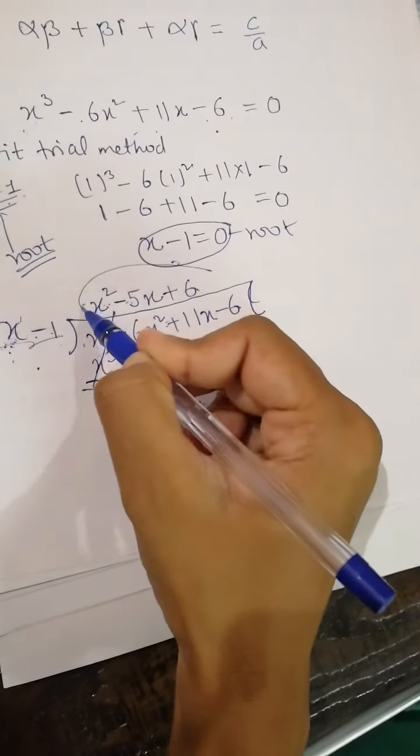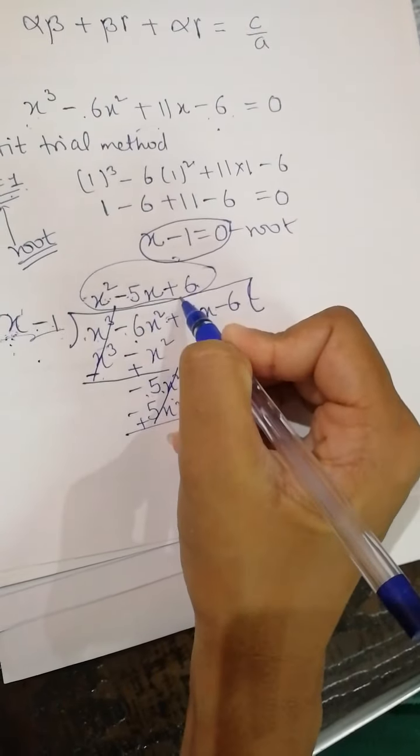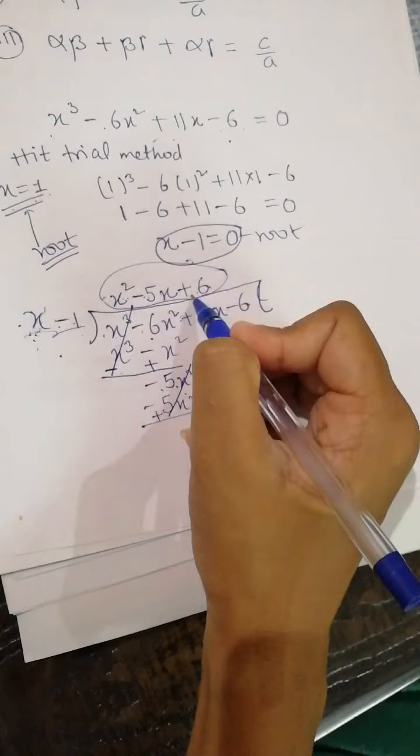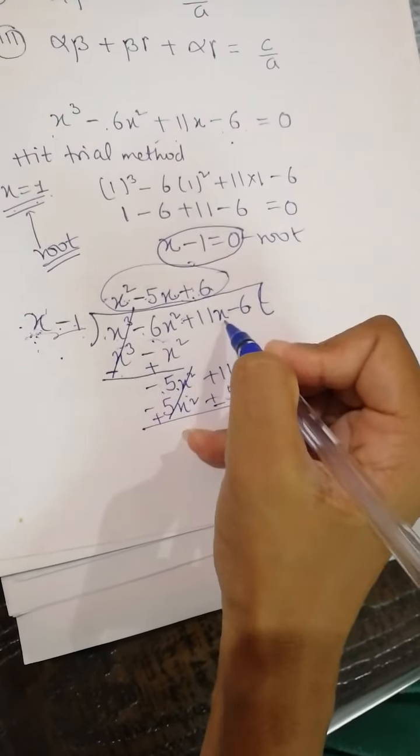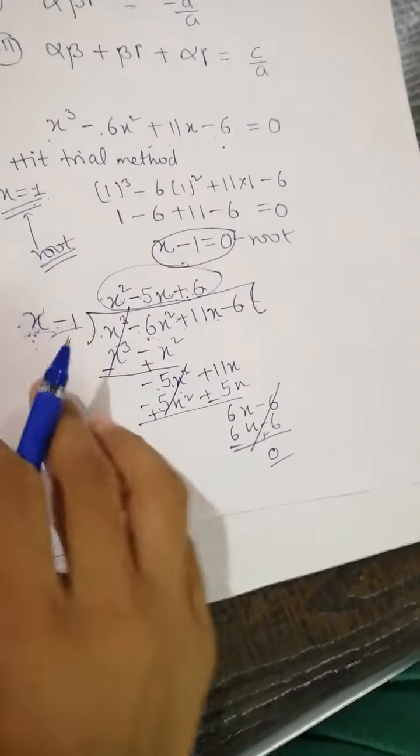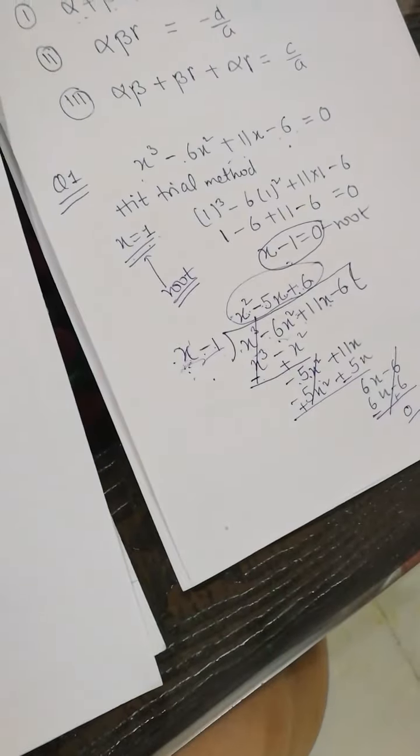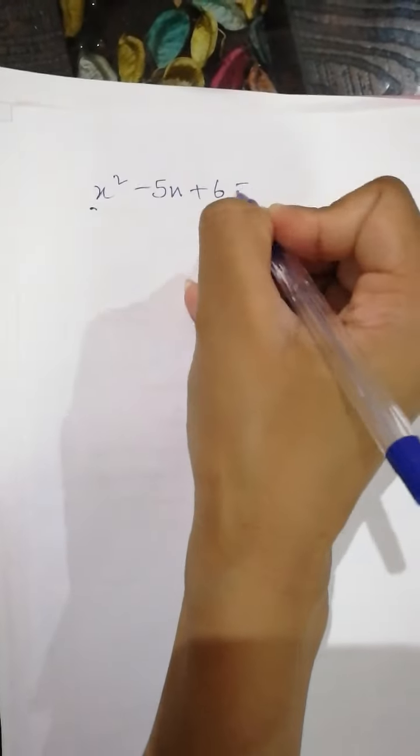So now I'm having this equation. I have to solve this equation. I have to find out the roots of this equation. Whatever the roots of this equation will be, this will become the roots of the original equation. So if I solve it, the equation is x square minus 5x plus 6 equals to 0.